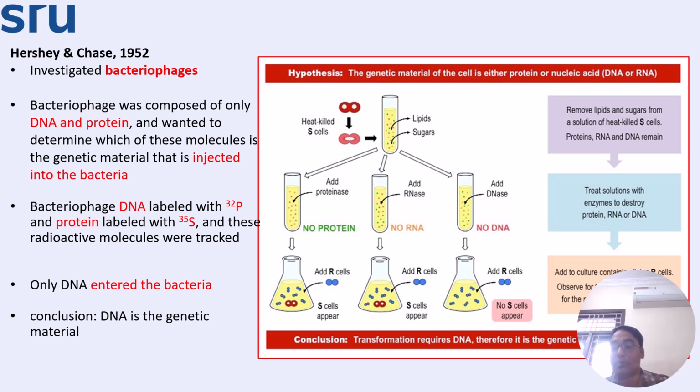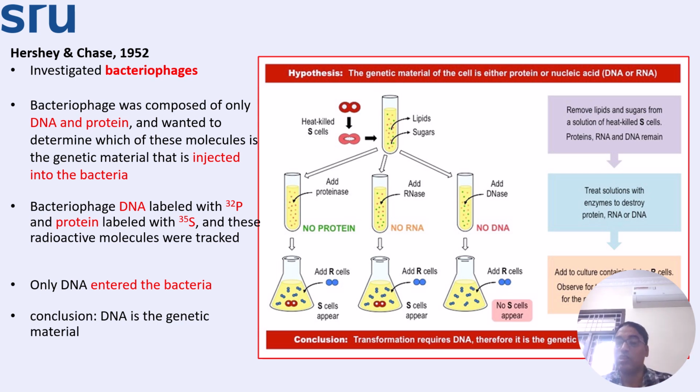S cells did not appear at all. So after the Avery, MacLeod and McCarthy experiment, Hershey and Chase further confirmed it. And here they did it entirely using the radioactive materials P32 and S35. The P32, you understand, is present in DNA. S35 is present only in proteins.